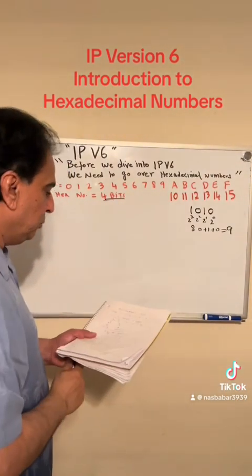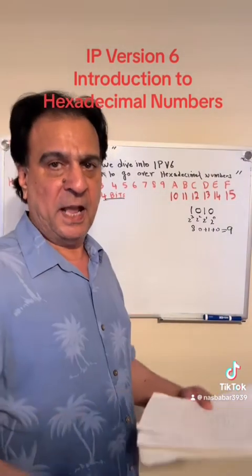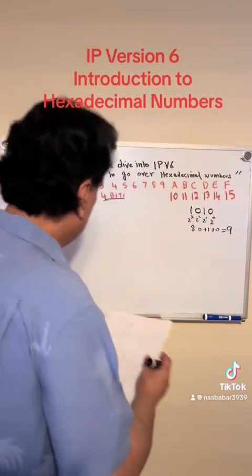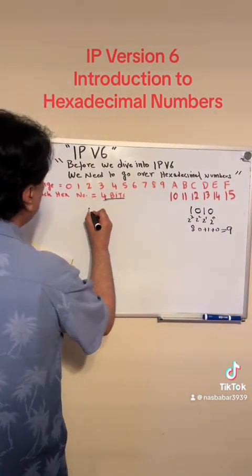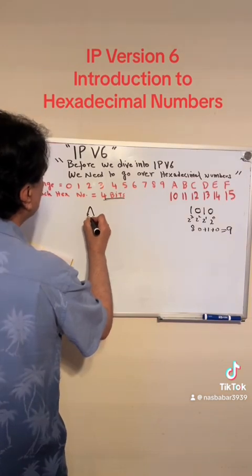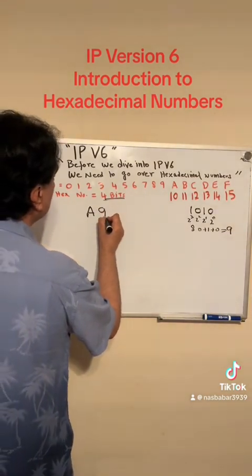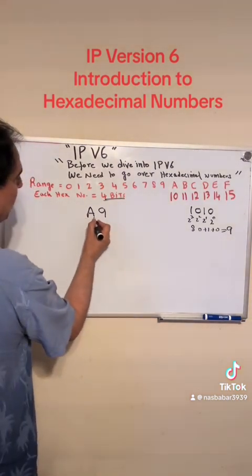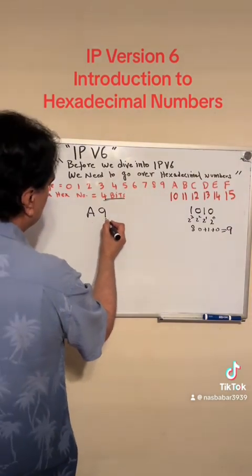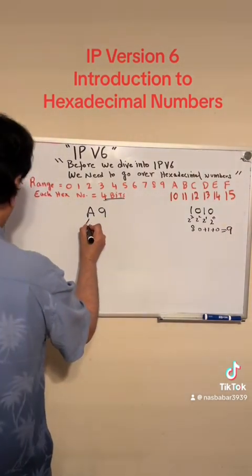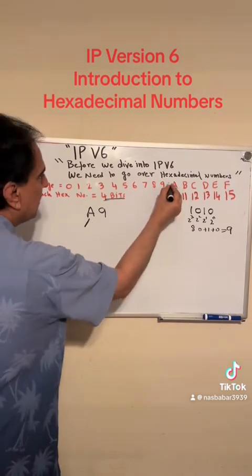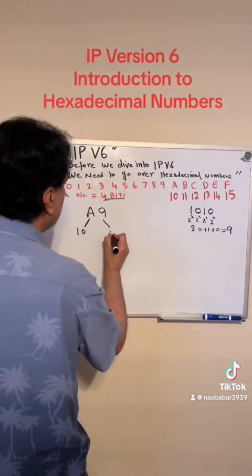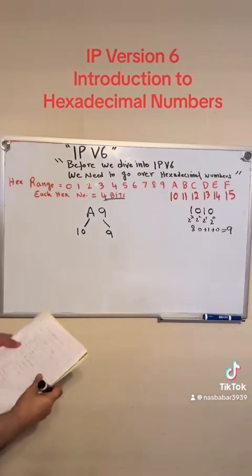Now let's look at how we convert a hexadecimal number into a binary number. I'm going to start with a simple example, A9. That is a hexadecimal number. A is going to have 4 bits, and 9 is going to have 4 bits. I know A corresponds to 10, so I can write 10, and 9 corresponds to 9.